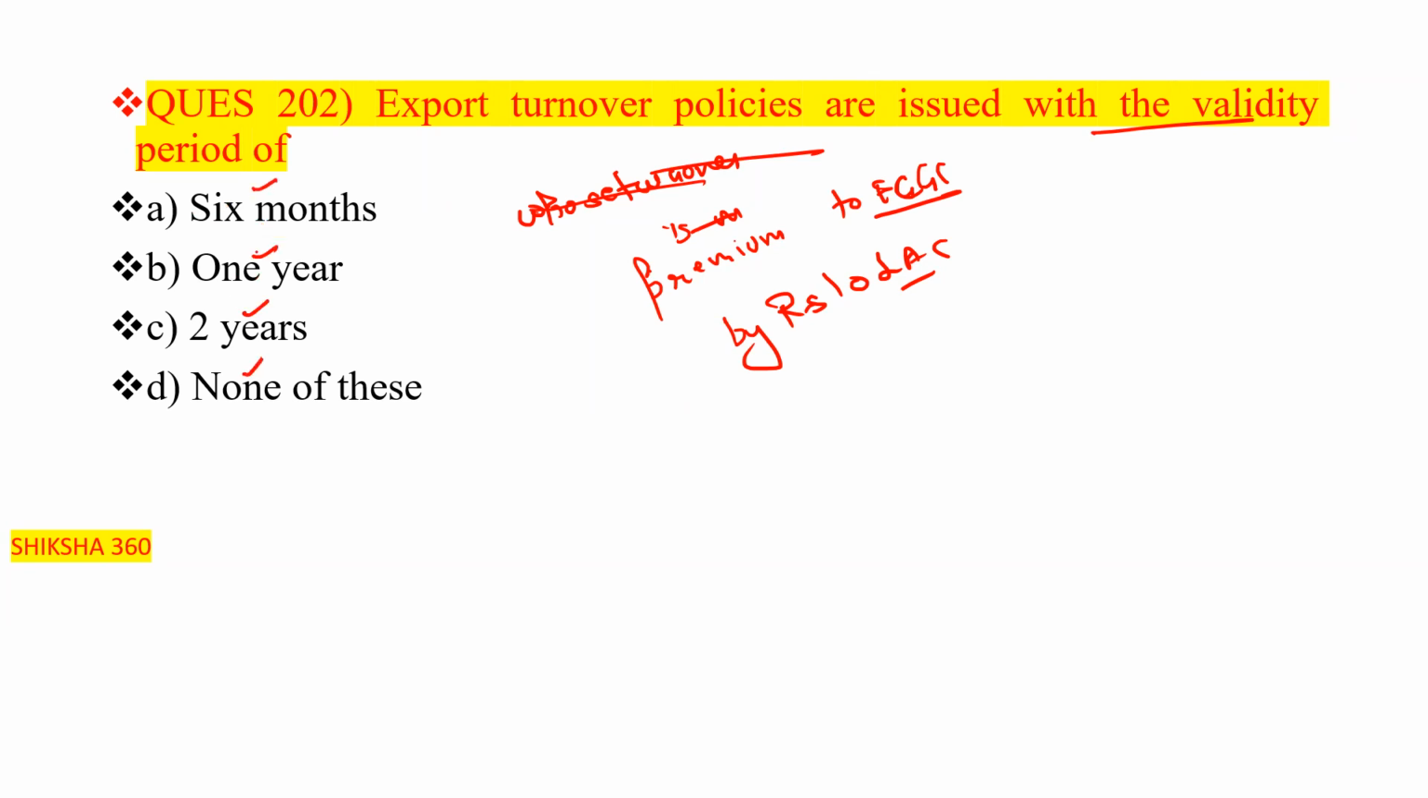So the correct answer is option B, that is 1 year. Option B is the correct answer. Now move to the next question.